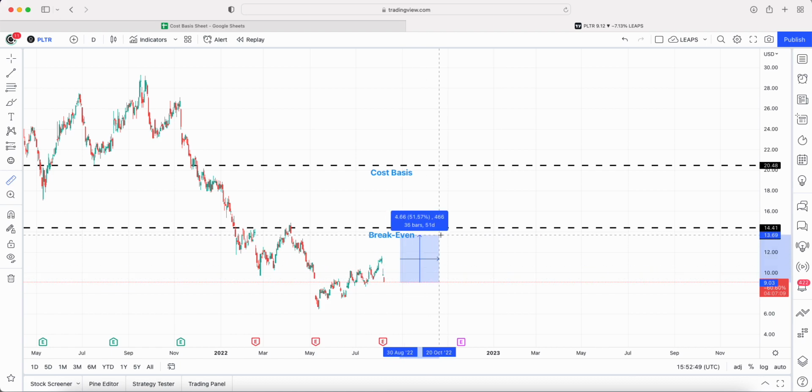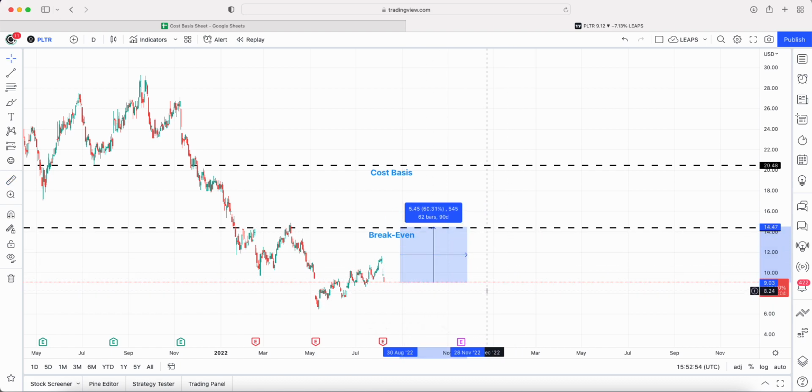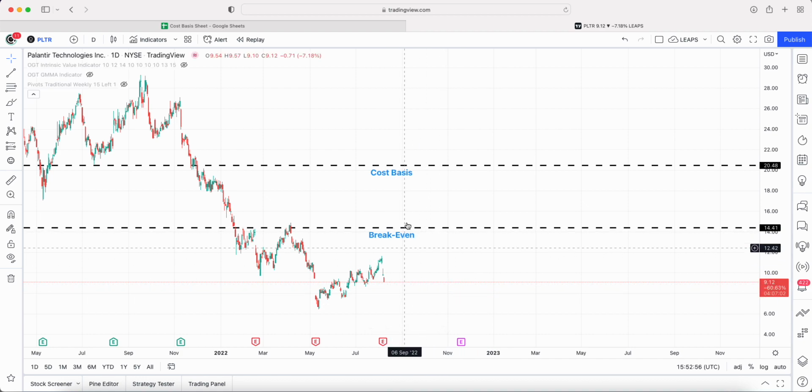And if we just look at where we are, we're still like 60% away from the break even price. So we've still got a long way to go to actually get to break even.